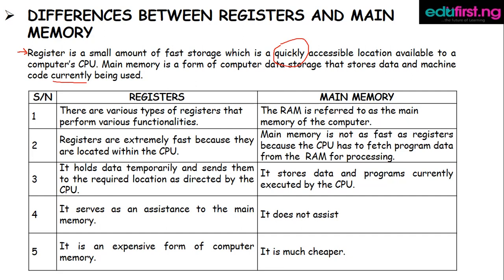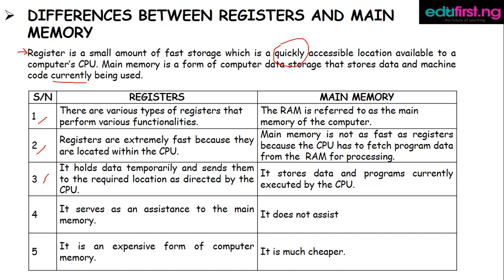So we have a few differences listed out here. Number one, there are various types of registers that perform various functionalities. That's for registers, while the RAM is referred to as the main memory of the computer. Registers are extremely fast because they are located within the CPU, while main memory is not as fast as registers because the CPU has to fetch program data from the RAM for processing.